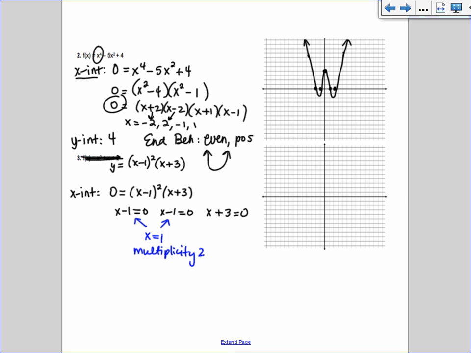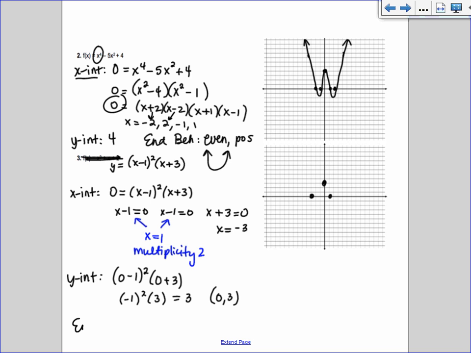All right, x plus 3. So I get x equals negative 3. So I have an intercept at 1 and at negative 3. My y-intercept is a little bit harder now, but still not too bad. I plug in 0 for x, so I have 0 minus 1 squared times 0 plus 3. So I get negative 1 squared times 3. Negative 1 times itself is 1. So I end up getting 3. So I have the point (0, 3) for my y-intercept. Like that.